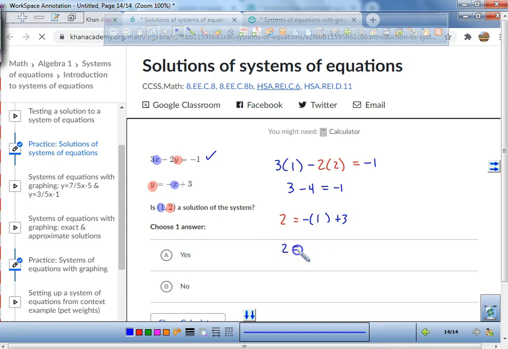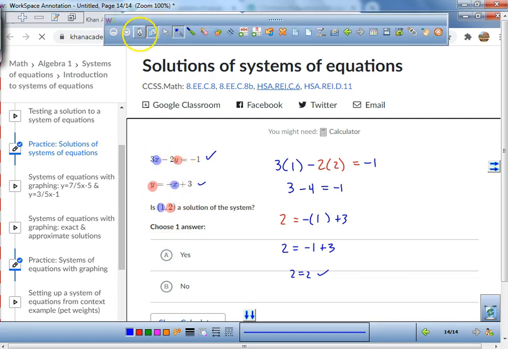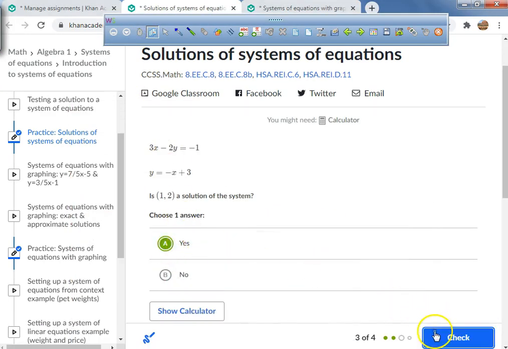Well, is 2 equal to negative 1 plus 3? Yeah, because that equals a 2. 2 equals 2. It works. Now, in order for you to be able to put yes, it has to work in both equations. Like this ordered pair, when you plug them in, has to work out in both situations. I'm going to hit yes.